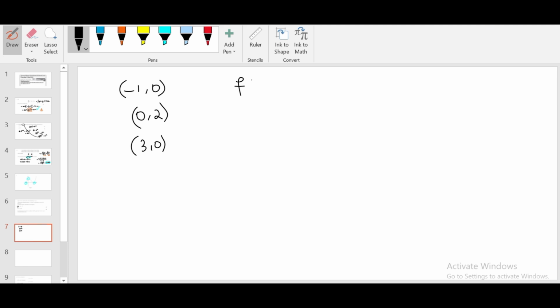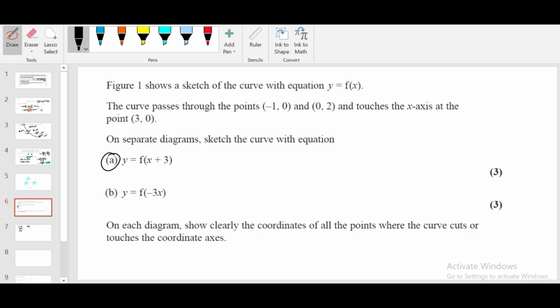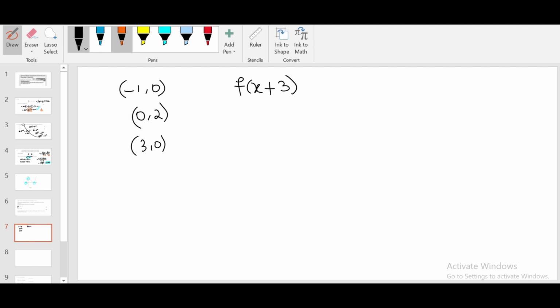Now when you apply this transformation, part A says f of x plus 3. You should have learned this in chapter 4, graphs and transformation. If you replace x by x plus 3 in a function f of x, it's a translation to the left by 3 units. So we are going to move the graph to the left side 3 units. You need to subtract 3 from the x coordinates. So minus 1 minus 3 is minus 4, 0, that's a transformed point. 0 minus 3 is minus 3, 0. 3 minus 3 is 0, 0. Y coordinates will not be affected.